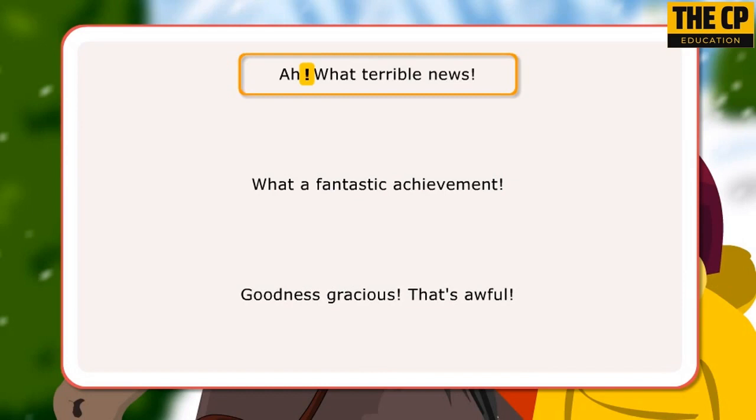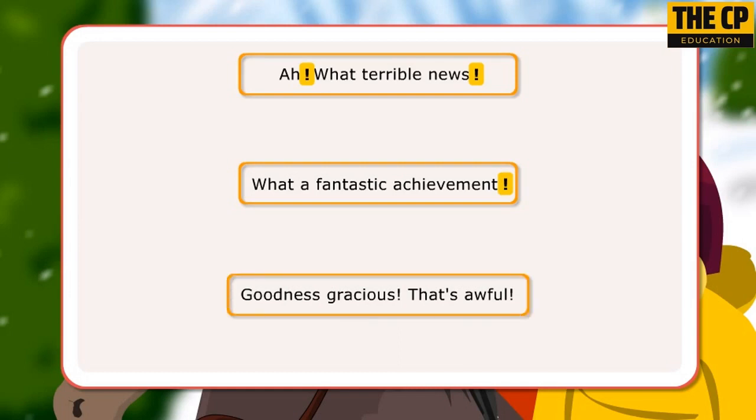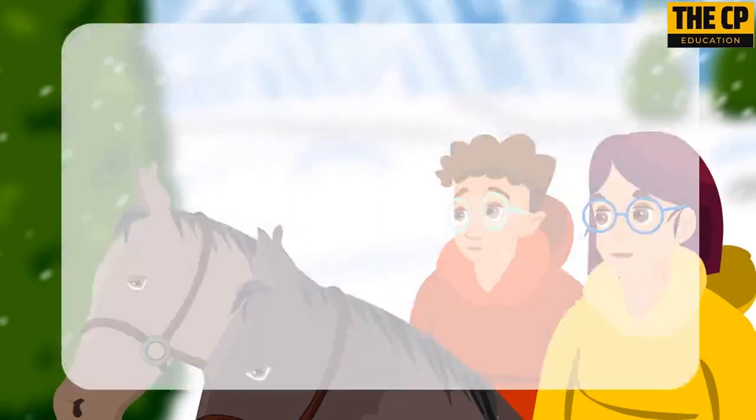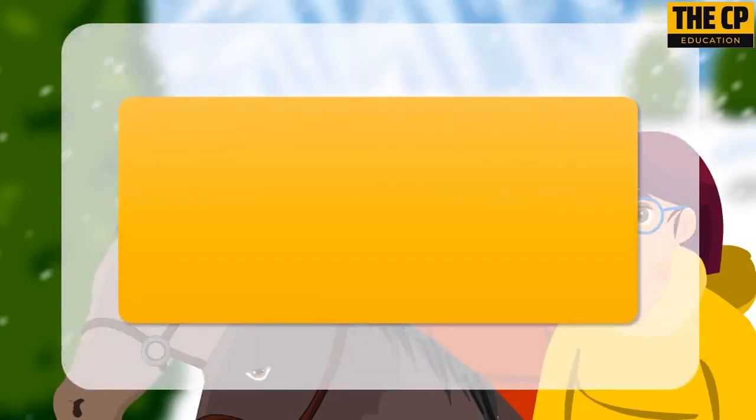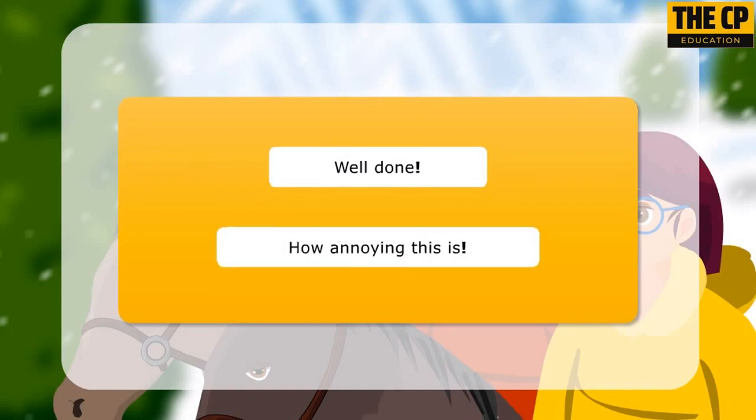The first sentence is an exclamation of sadness and the sentence ends with an exclamation point. The next sentence too is exclamatory, expressing joy and ends with an exclamation point. The third sentence is a sudden expression of surprise and disgust and ends with an exclamation point. Here are a few more examples of the use of exclamation point. Well done! How annoying this is!